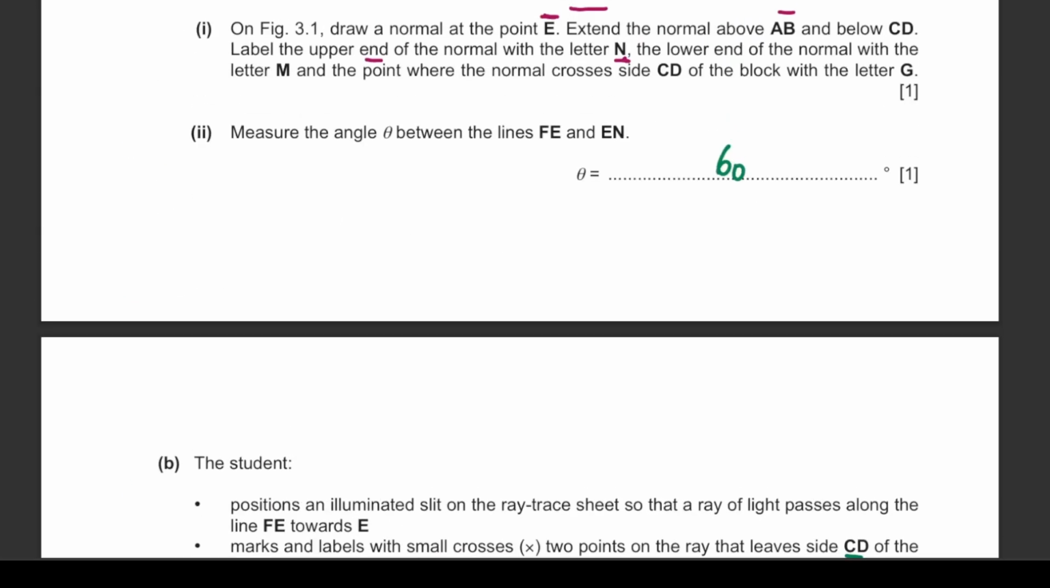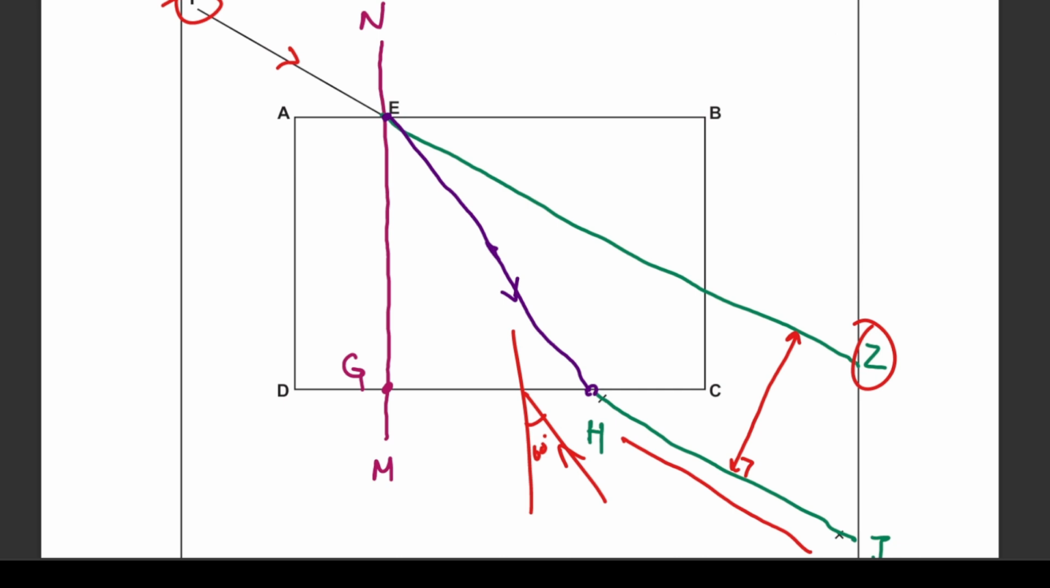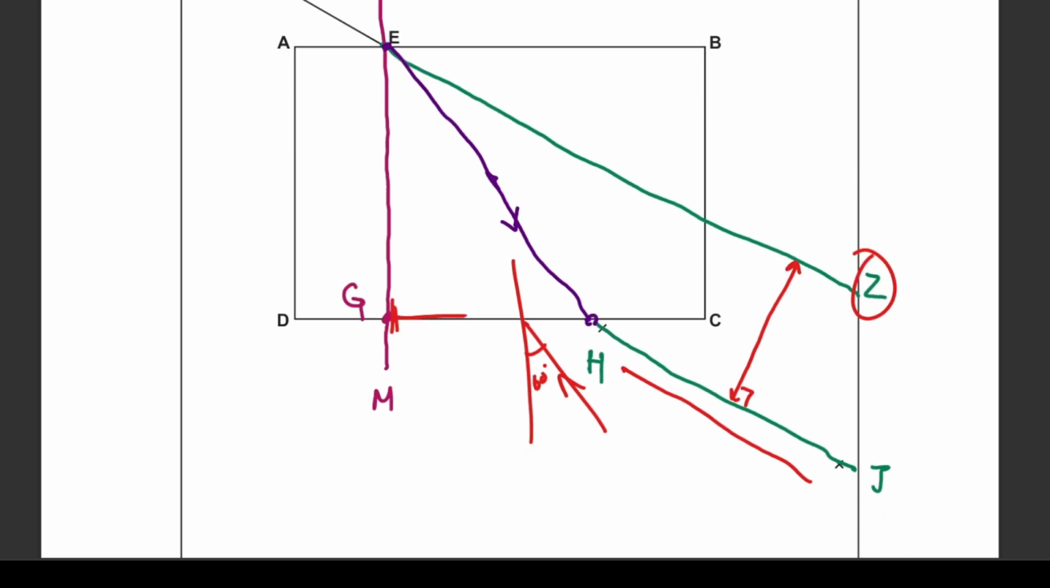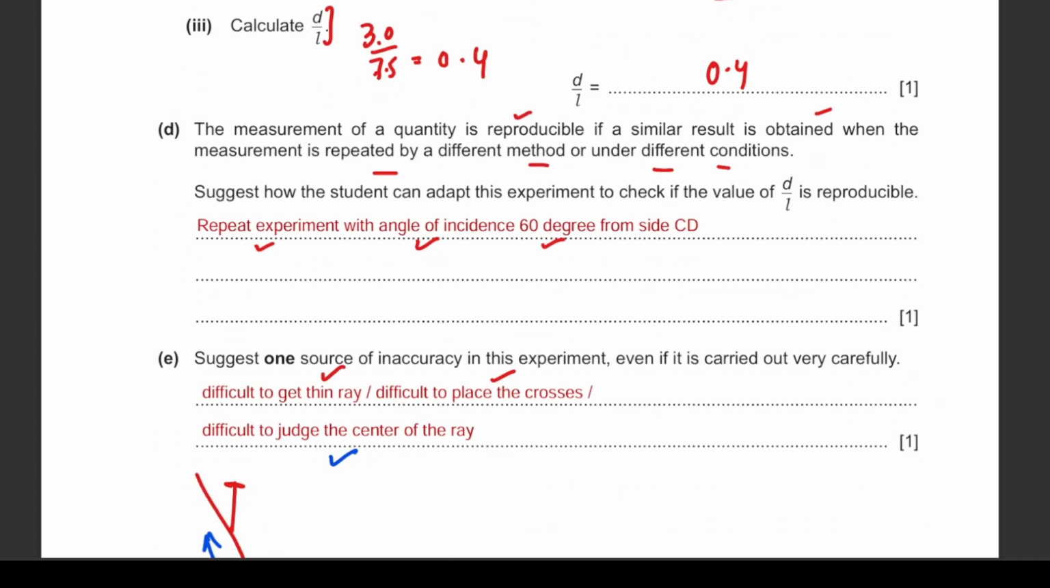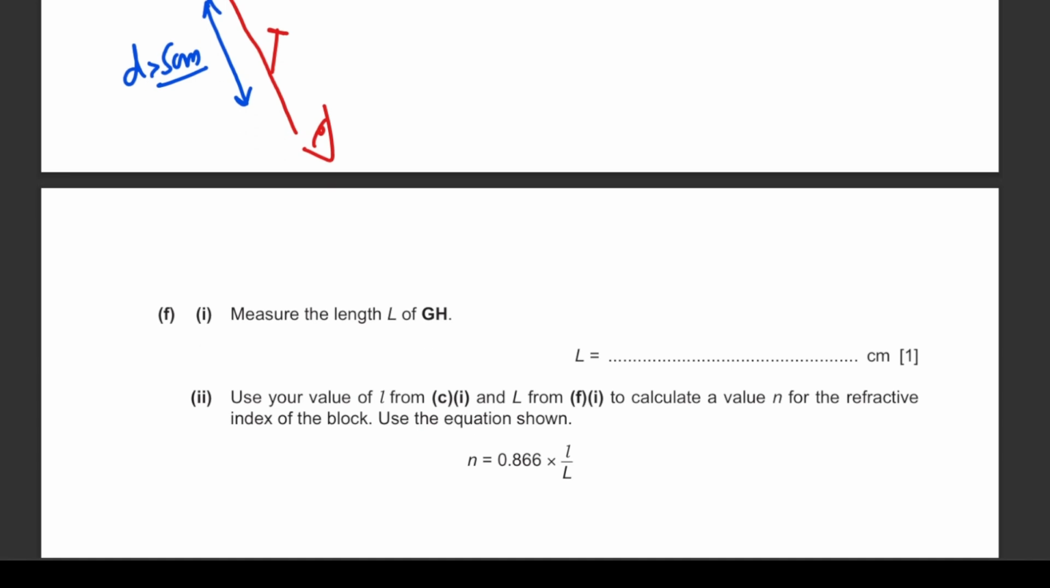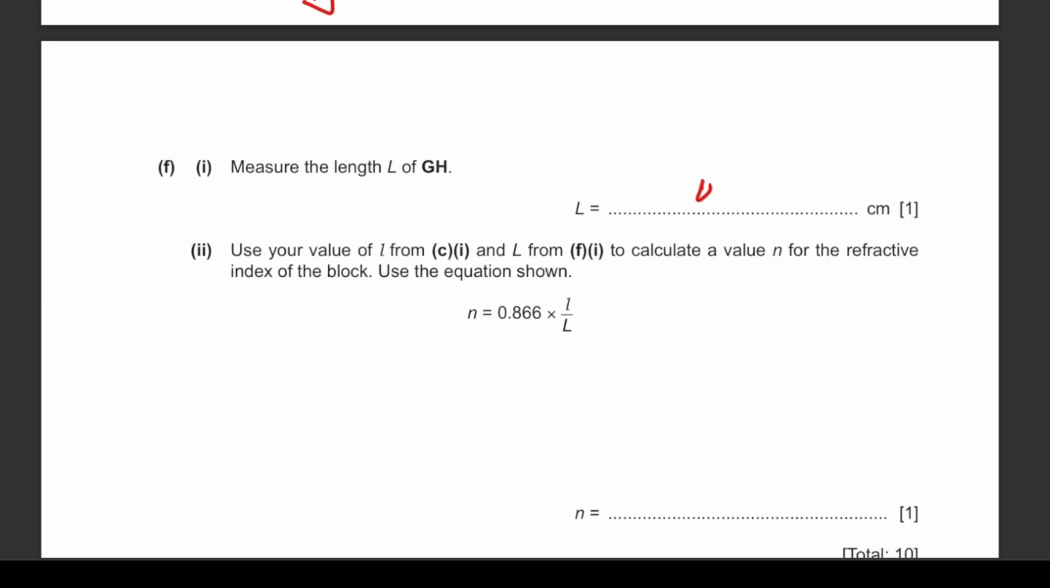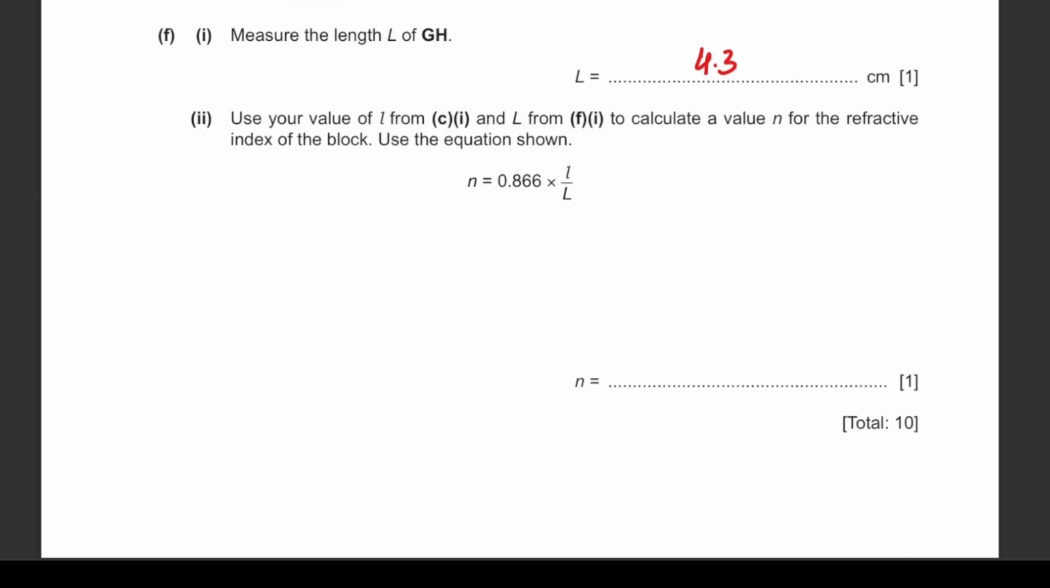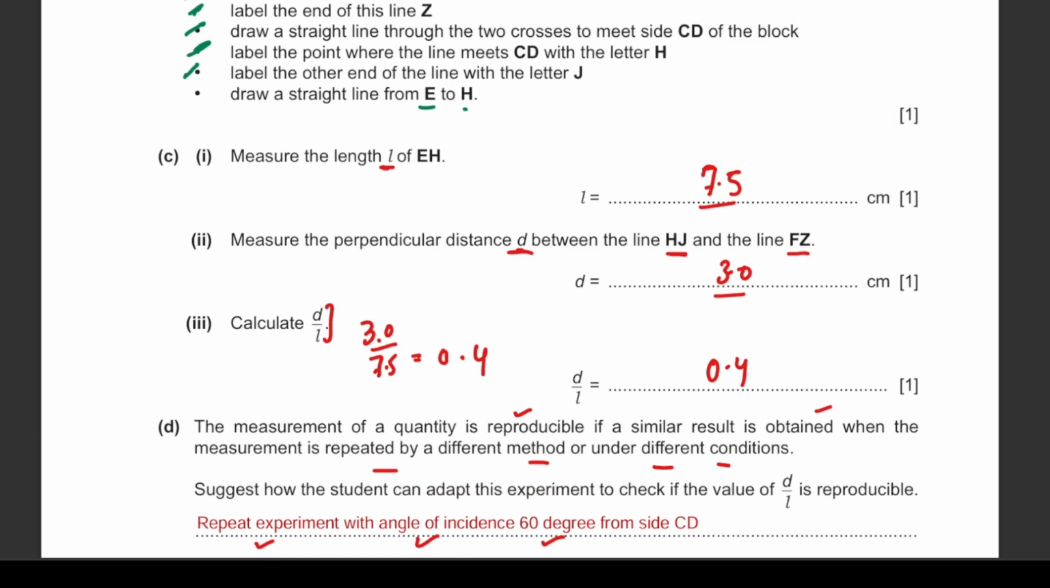So let's go back. Where is GH? This is GH. So from this point to this point, when you measure these on your paper, this will come out as probably 4.3. Use a value of L, and from now be careful. This is small l and this is capital L. So you'll have to go back and find quickly where the small l is.